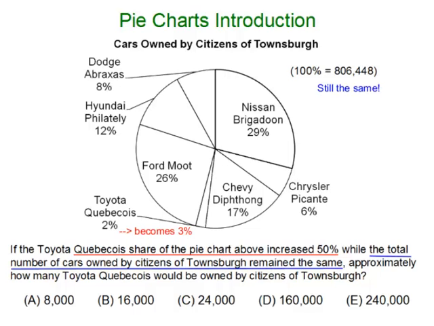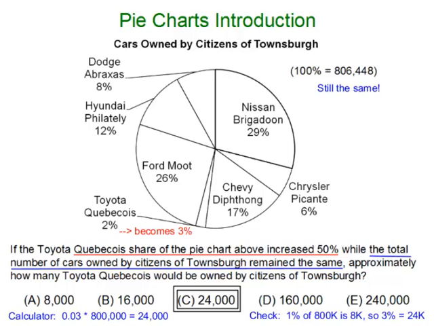What else is going on here? The total number of cars owned by all the citizens remains the same. Okay, so that number that we've been working with all along, we're still going to keep on using that one. All right, so if this change happened, how many of that kind of car? Well, it's just a percent. So plug into your calculator. Don't be real precise about it. And you end up at 24,000.